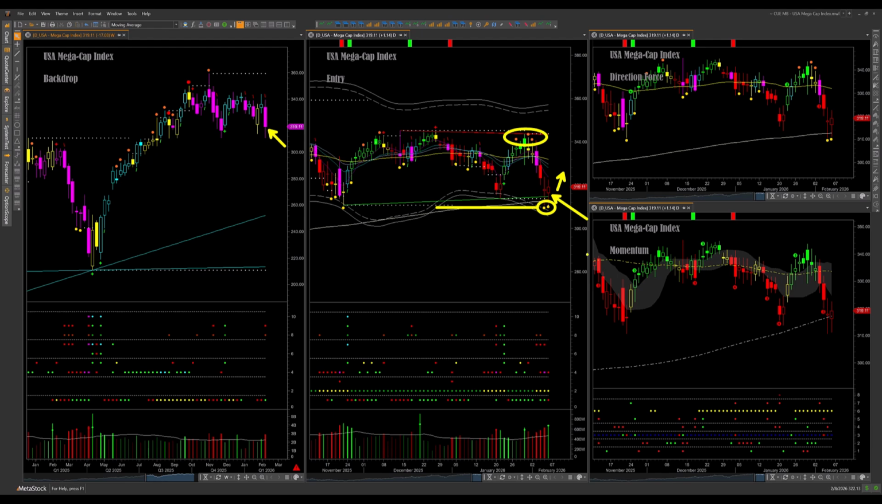Notice also that it found support at the white direction line and the 200-day moving average. That is also supporting the idea of looking for low-risk buy setups if Mega Cap Custom Index can go up next week.